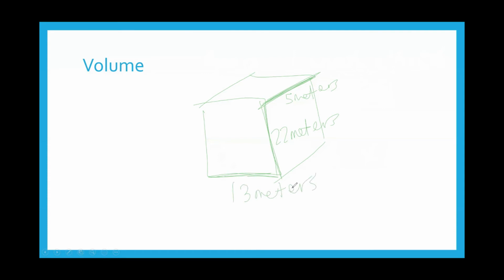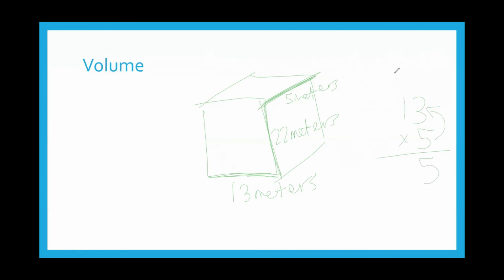So how this works is if you have a building and you're trying to find, again, the space that it occupies, if the width is 5 meters, the height is 22 meters, and the length is 13 meters. Again, we have to multiply all 3 together. You can, again, do them in any order. So we can do our 5 times 13 first. And again, you can use any method to multiply, but I'm just going to use standard algorithm.